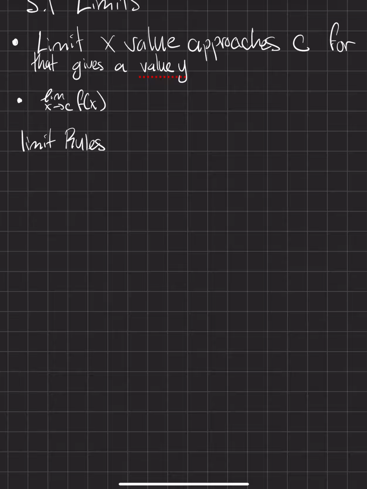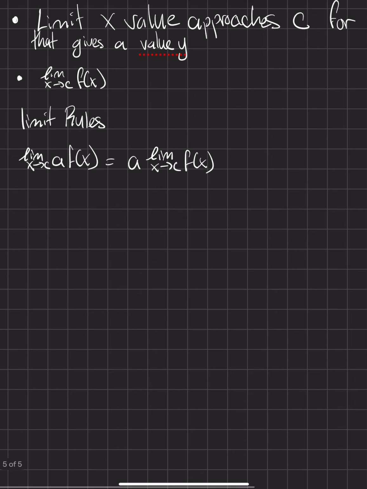The first one that we need to know is that for a limit as x approaches c of some other arbitrary value a times f of x, so we're multiplying some value into f of x, this is going to be equal to pulling the a term out and still getting the limit as x approaches c of f of x, right? And that's rule number one.